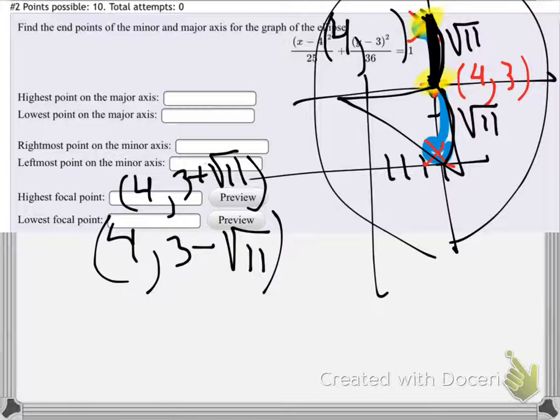There's a chance that they don't want coordinates, and they might just want the 3 plus and minus the radical 11 thing, or whatever. But I'm thinking that they probably want coordinates. Anyway, sorry I forgot to throw that in there at the end.